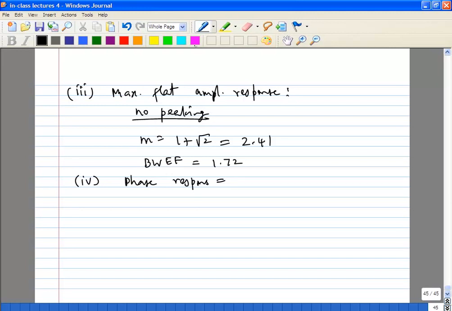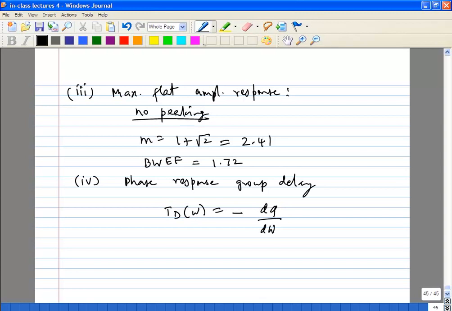So the fourth condition we are going to put is a maximally flat phase response, rather a maximally flat group delay. Okay, as linear a phase response as possible. So your group delay is nothing but d phi by d omega, where phi is the phase. Again, you are going to do something similar: you are going to maximize the number of derivatives that have a value of 0 at DC.